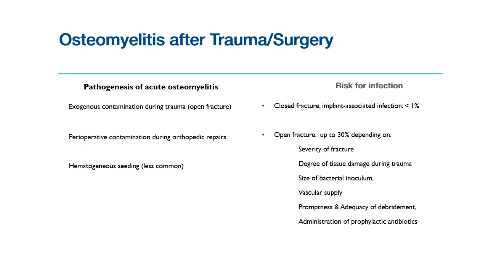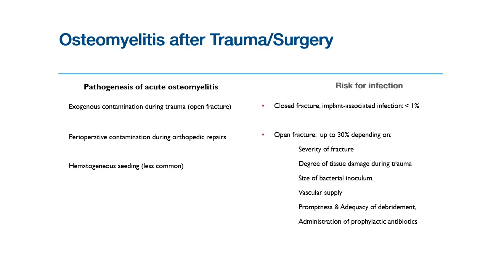Hematogenous seeding is a less common mechanism in the setting of trauma and surgery. Osteomyelitis may develop as a result of contamination of open fractures or open repair of closed fractures. In closed fractures, the overlying skin is intact, whereas in open fractures, the skin is injured and sometimes the bone is showing.